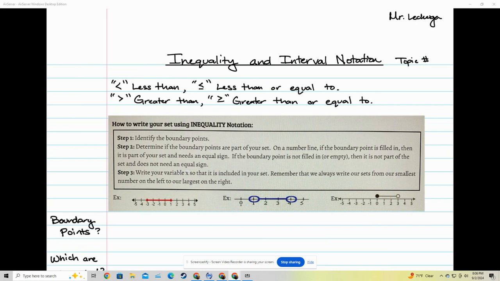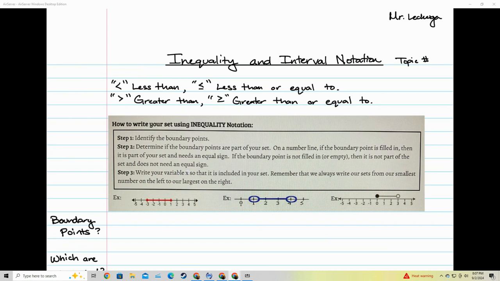Step 2, we're going to determine if the boundary point is part of my set. On a number line, if the boundary point is filled in, then it is part of your set and it needs an equal sign. So here it is filled in. If you notice that circle is filled in, that means the -3 is part of my set. So when I write my boundary point, there needs to be an equal sign underneath. If the boundary point is not filled in, or if it is empty, like in this case, then the boundary point of 1 is not part of my set and it does not need an equal sign underneath. So that's what step 2 is about.